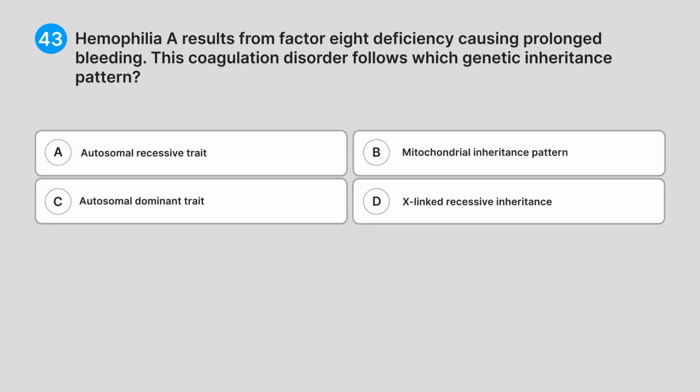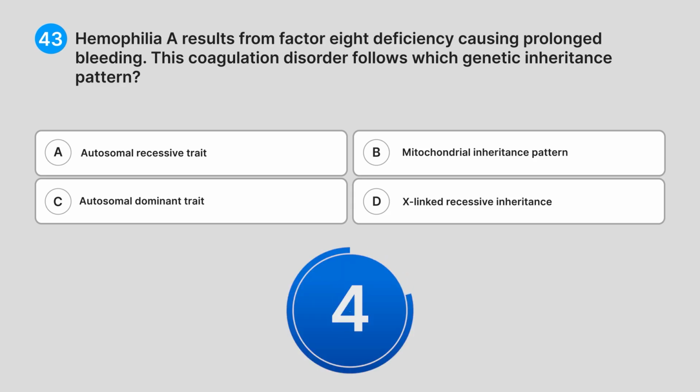43. Haemophilia. Results from factor VIII deficiency causing prolonged bleeding. This coagulation disorder follows which genetic inheritance pattern? A. Autosomal recessive trait. B. Mitochondrial inheritance pattern. C. Autosomal dominant trait. D. X-linked recessive inheritance.